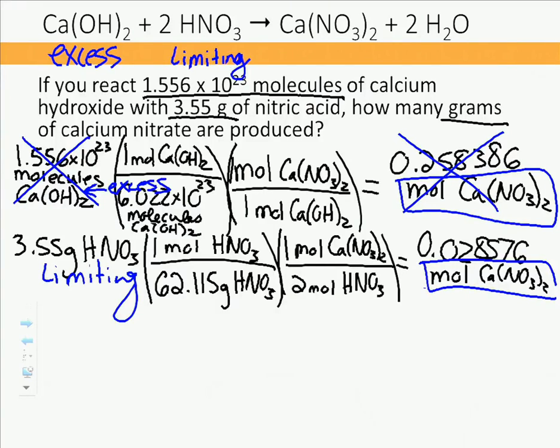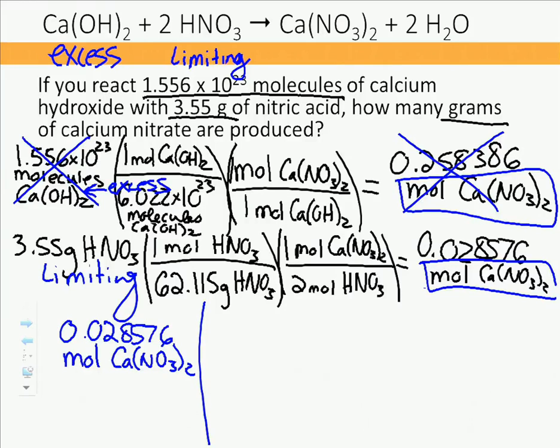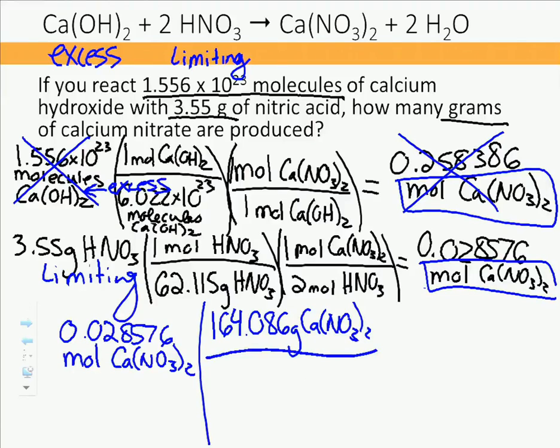So at that point now, I can go from 0.028576 moles of calcium nitrate to grams of calcium nitrate. I could also go to molecules, but it asks for grams. So I've got calcium nitrate. The molecular weight of calcium nitrate is 164.086 grams of calcium nitrate for every 1 mole of calcium nitrate.